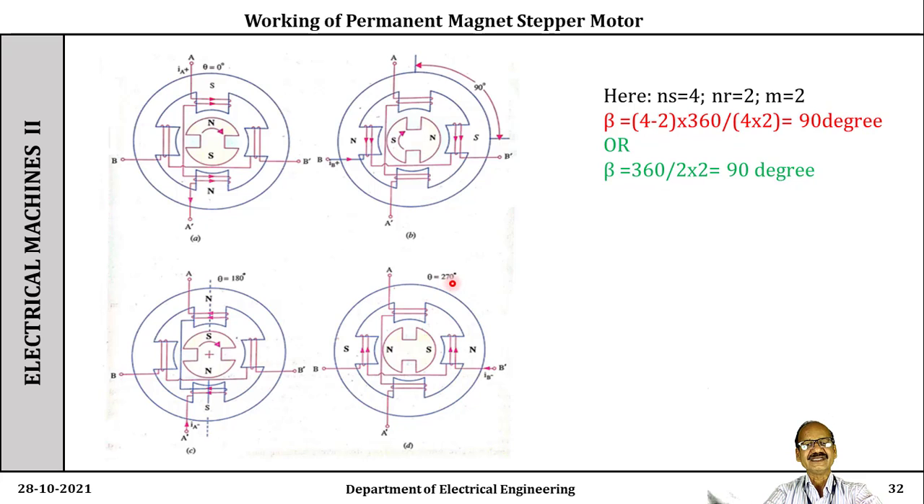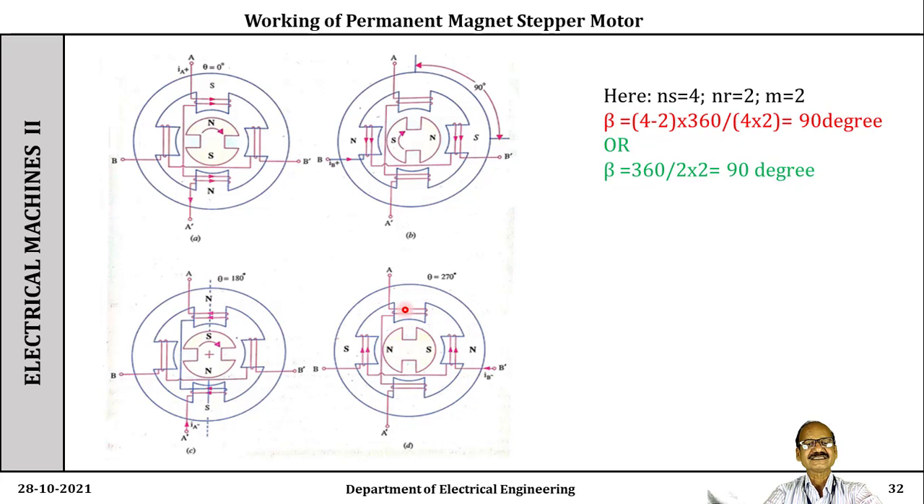Theta equals 270 degree. Up till now we have excited A plus, B plus, then A minus, B minus. Once again, if we excite sequentially A plus, when A plus is excited, see here, it creates the south pole here. So what will happen?